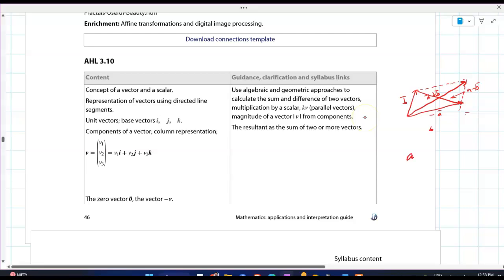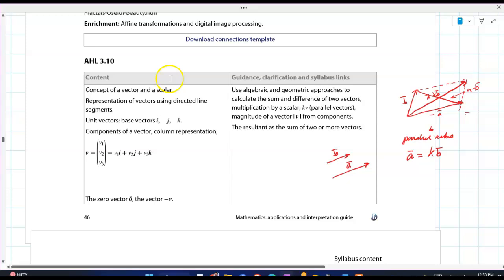So when two vectors are parallel, your vector A is equal to kB. Means your vector A will be some scalar times B. So it can be 2B, it can be half B, doesn't matter, any scalar. So this is the condition for parallel vectors. So you must remember this condition for parallel vectors.